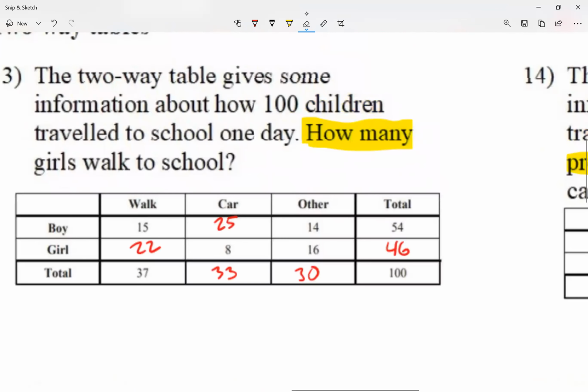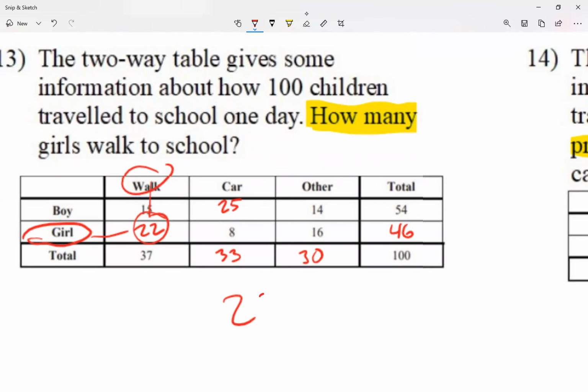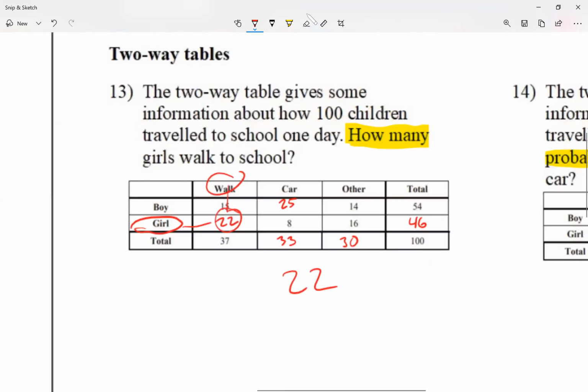Now I read the question. So there's a two-way table that gives some information about 100 children that travel to school one day. How many girls walk to school? So I see girls, I see walk, and they meet at 22. So there's 22 girls that walk. Again, the how many type of question, my answer is one number.